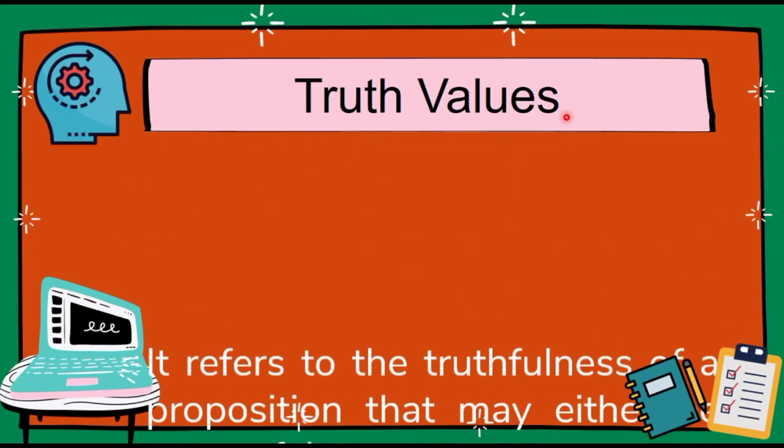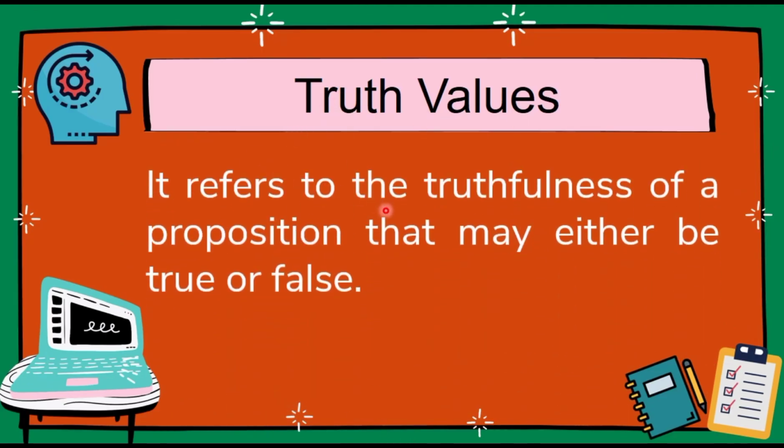Truth values refers to the truthfulness of a proposition, which may either be true or false. Meaning to say, we are finding the truthfulness of a proposition that may either be true or false. Like in our relationships, we are always finding our true love. Love can either be true or false. So, as individuals, we should always find the truth values. Have you ever found your truth values?